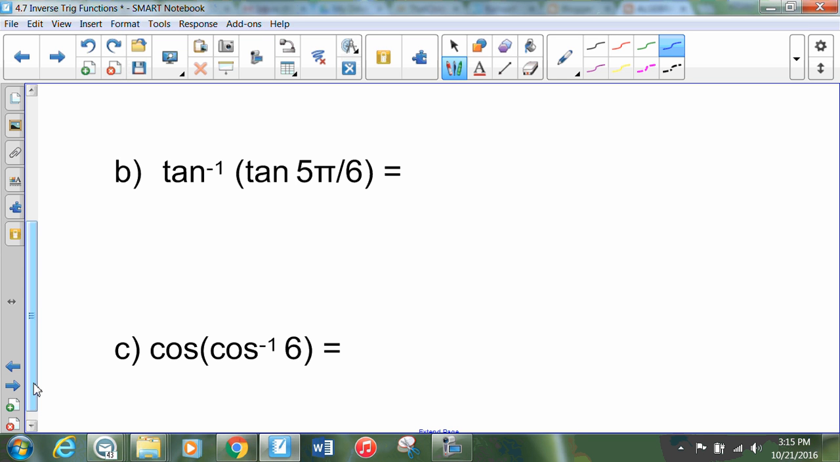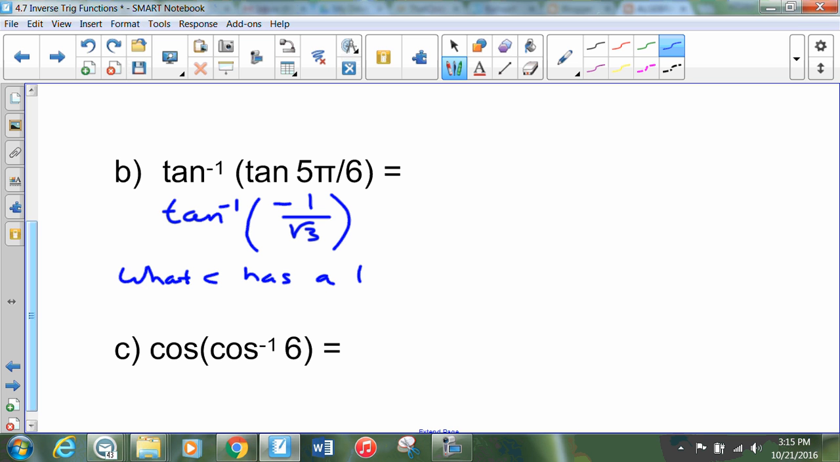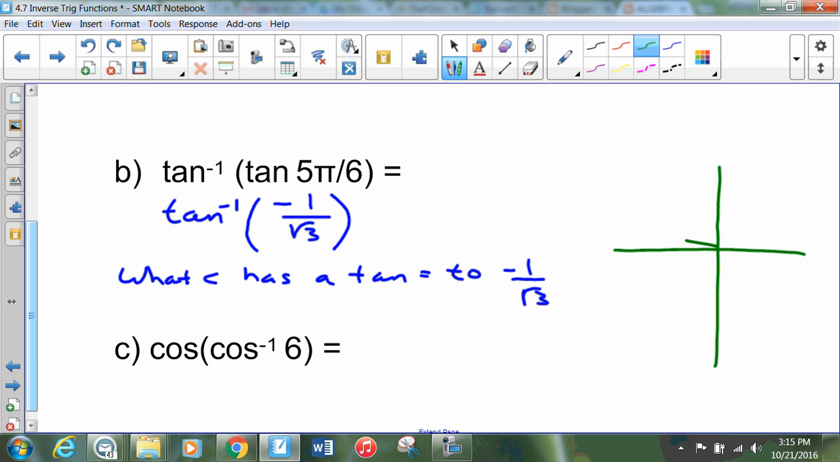So tan of 5 pi over 6, we just did it. I don't know why I backed it up that much. It was negative 1 over root 3, right? Okay. So now we're going to find the inverse of tan of negative 1 over root 3. So what are we going to do? What angle has a tan equal to negative 1 over root 3? We already found one, and that was 5 pi over 6.